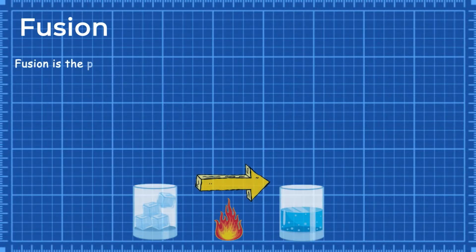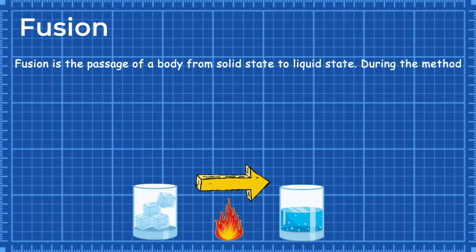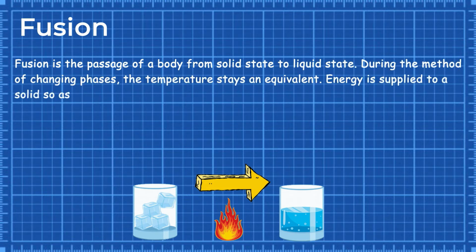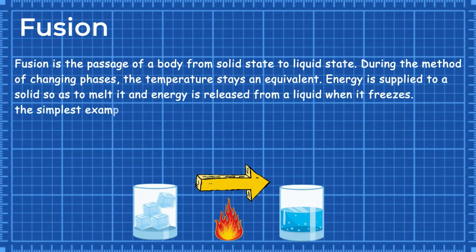Fusion. Fusion is the passage of a body from a solid state to a liquid state. During the process of changing phases, the temperature stays the same. Energy is supplied to a solid so as to melt it, and energy is released from a liquid when it freezes. The simplest example is an ice cube melting at 32 degrees Fahrenheit, 0 degrees Celsius.